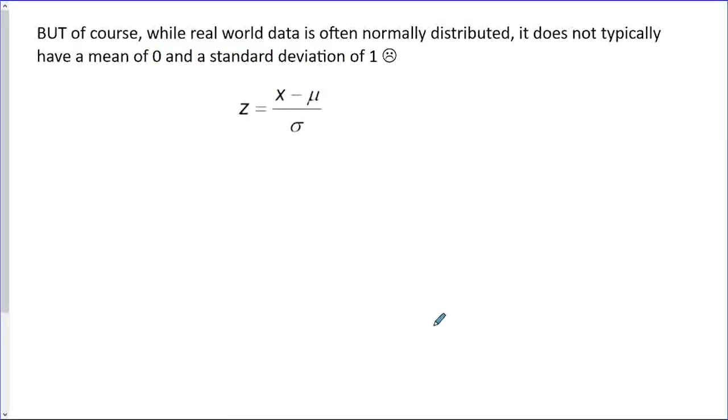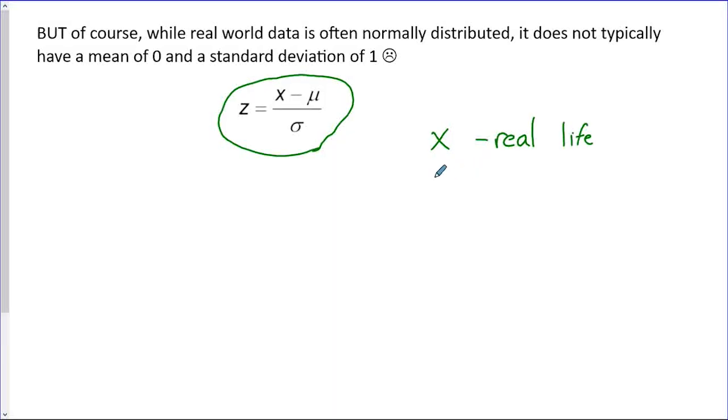But of course, while real world data is often normally distributed, it seldom has a mean of 0 and a standard deviation of 1. So we get given this formula on the data sheet, which converts X scores, which are real life data, to Z scores, which are the standard normal distribution. All right, let's have a look at an example or two.